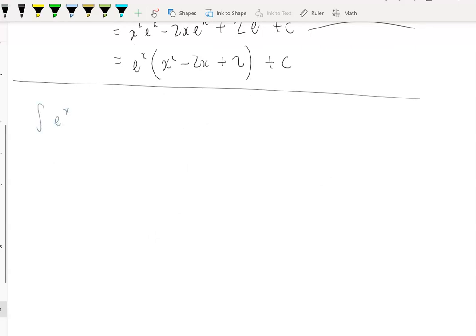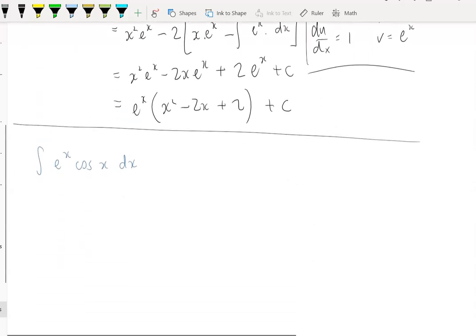Now, an alternative version of that is a problem where you might get something like this. Find the integral of e to the x cos x dx. So it's similar to the previous example where we've got e to the x, because e to the x is a really useful one to do with integration by parts because it differentiates and integrates to itself. But the cos doesn't. It's not going to reduce. So what do we do in this situation?